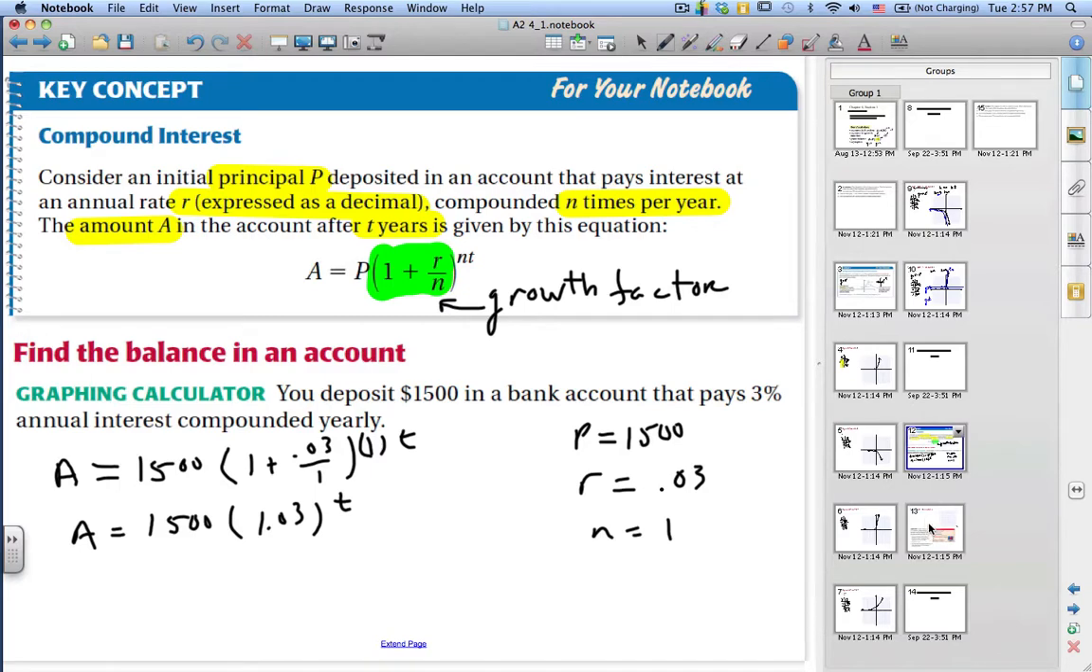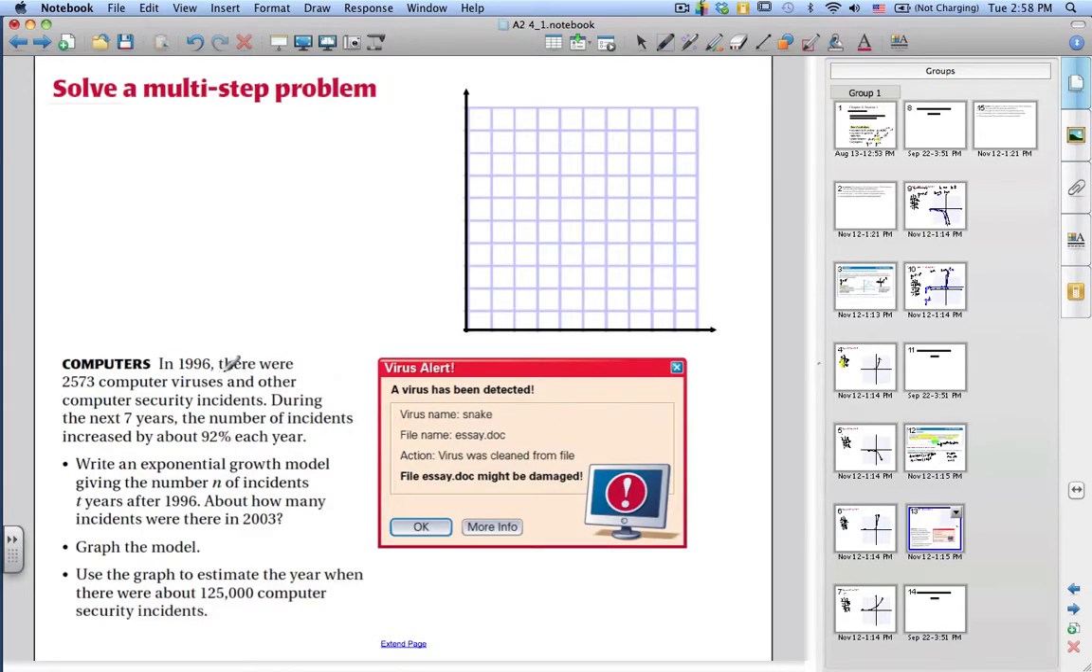Here's a problem dealing with computer viruses. So I'm still going to use basically the same formula, P times 1 plus R over N to the NT power. Okay, this is an N, I swear. In 1996, there were 2,573 computer viruses and other incidents. During the next 7 years, the number of incidents increased by 92% each year.